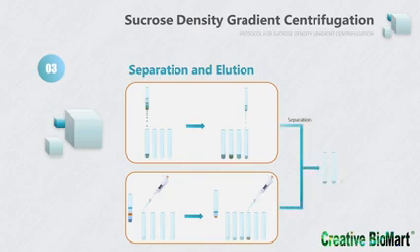After the separation step, the fraction obtained is a mixture of sucrose solution and the particles we need. So elution is required to further purify the fraction. Elution should be performed according to the characteristics of the particles we need, such as proteins.